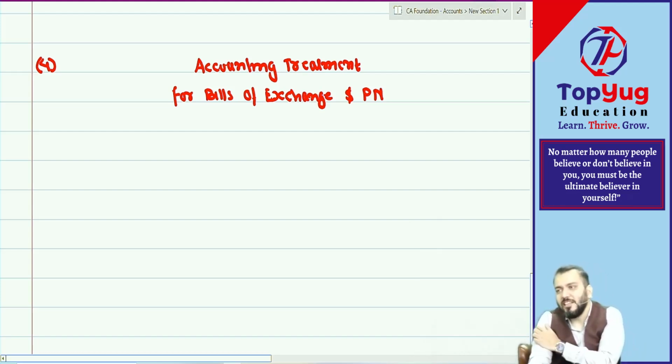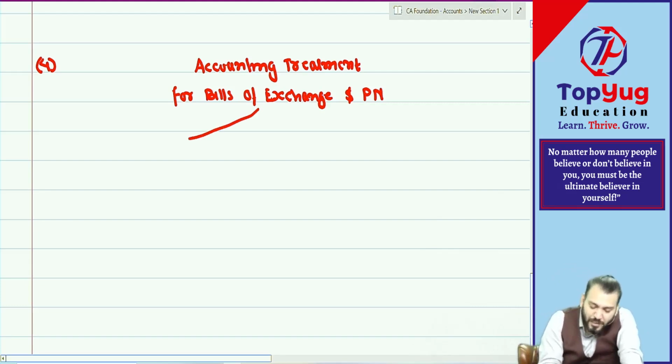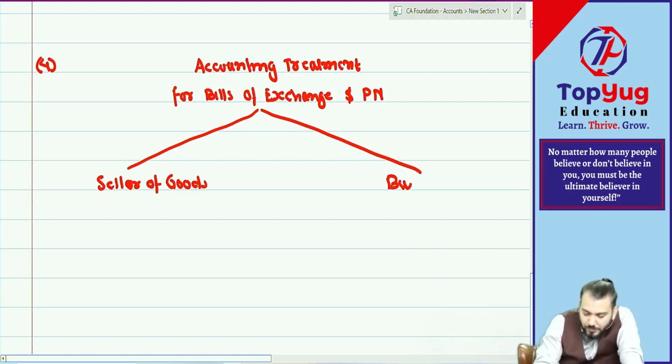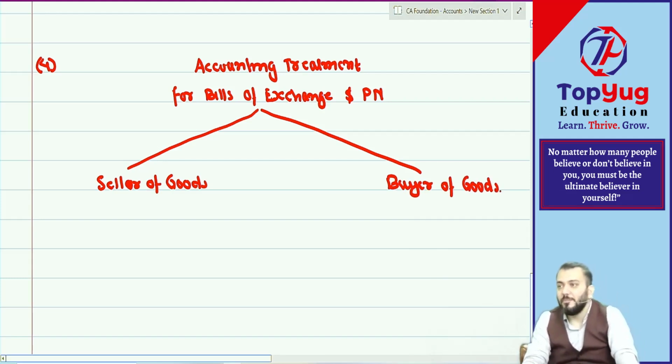Means even though they are saying that a promissory note has been issued, whatever accounting treatment we are doing for bills of exchange will be applicable for what? Promissory note. Means when I am saying accounting treatment, we need to think from the seller of goods point of view. So there will be one person, seller of goods, Ram, you remember, and there will be one buyer of goods.